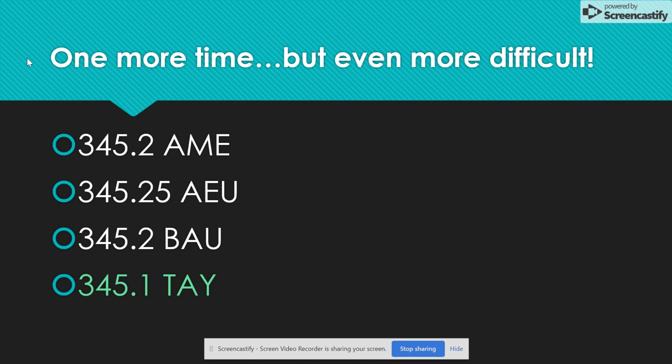Now, if we look at the rest of our books, they all have 0.2, but two of the numbers do not have any number following the 2, and one has a 5. When this happens, we have to imagine there's a 0 behind there. So the next book in our order would be 345.2 AME, because AME comes before BAU. 345.2 BAU would be next, followed by the 345.25 AEU. Good job.